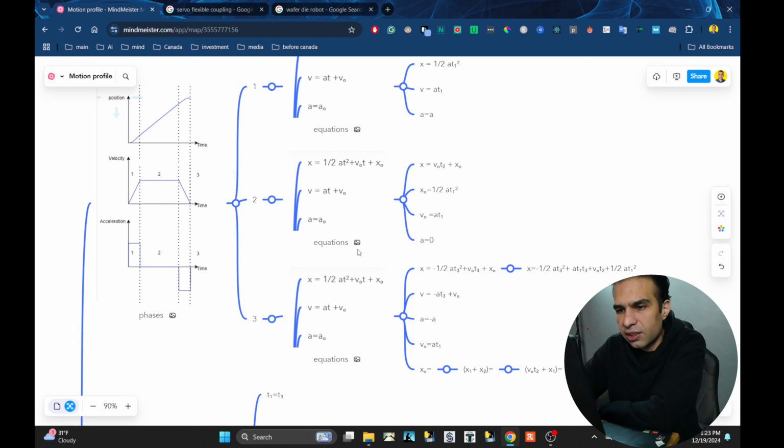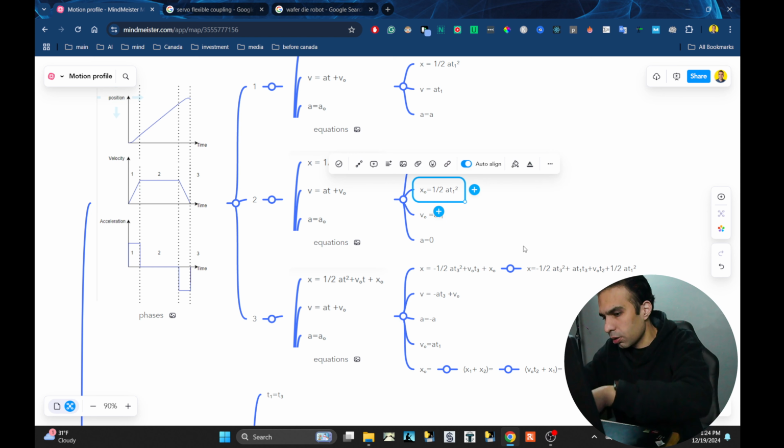Okay, so for the second one, I don't have any acceleration because it's a constant velocity, right? So you see acceleration is zero, but I have a constant velocity. So what would be my position? The position would be the position of the previous phase, because my position is no longer zero, right? Previously I accumulated some position in phase one, plus the velocity times t, and this one would be my position.